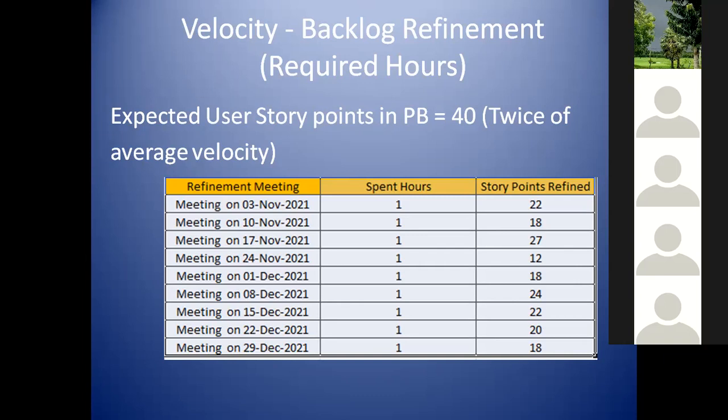Okay. So now this is the same. The first line is going to be the same: the expected story points required in your product backlog, that is twice your average velocity. Here also I'm taking the same number so that you can catch the flow very easily. So it is 40. Okay, so 40 story points is the expectation. Now let's say, in general, refinement meetings happened in my team. I have taken some previous refinement sessions that happened with my team members. Every time, it happened for 1 hour. And in that 1 hour, what is the outcome that we gained?